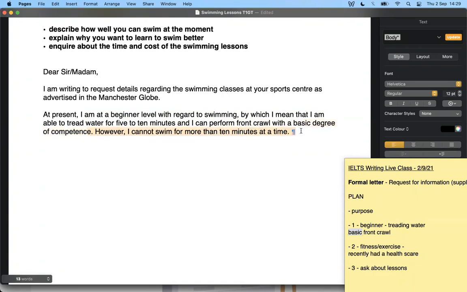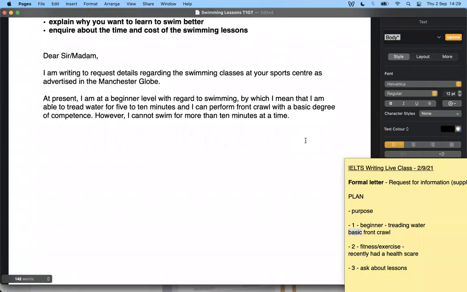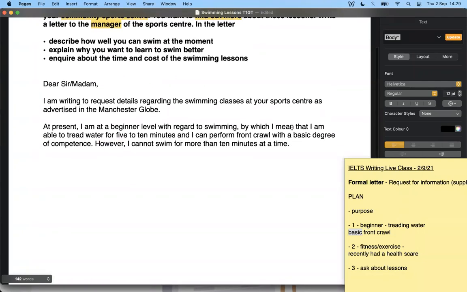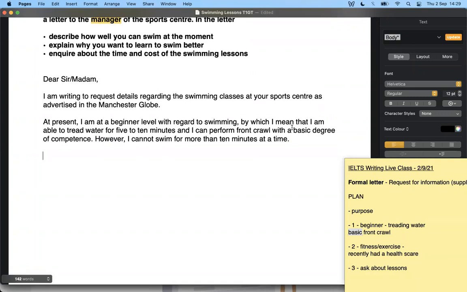Notice what we've got here. We've got tread water, we've got perform front crawl, and then we've got basic skill language as well, like basic degree of competence. This final sentence doesn't contain that much great vocabulary, but notice that in terms of the cohesion of the paragraph, it fits within this paragraph. So you're showing your ability to write paragraphs appropriately as well. You're using an appropriate cohesive device with however. So there's lots going into this particular paragraph, as basic as it may look.